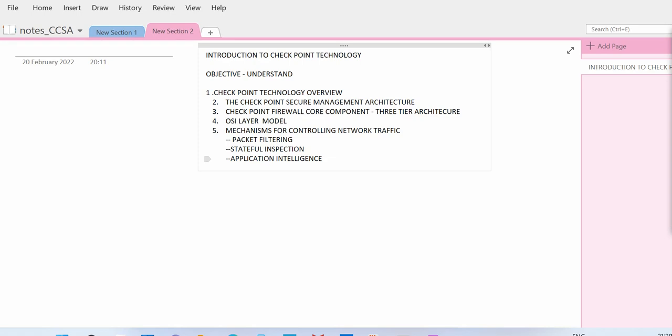We are learning CCSA objects and concepts. In chapter 1 we have seen the Check Point firewall overview, the Check Point firewall secure management architecture, Check Point firewall core components and the three-tier architecture, the OSI model and where the Check Point firewall fits in, and mechanisms for controlling network traffic like packet filtering, stateful inspection, and application intelligence.